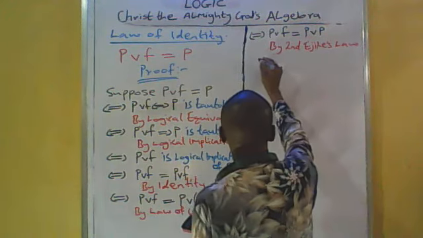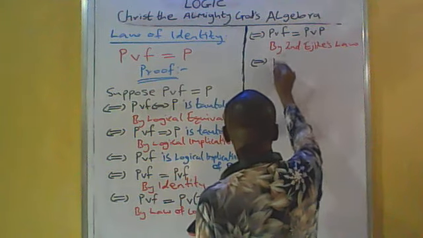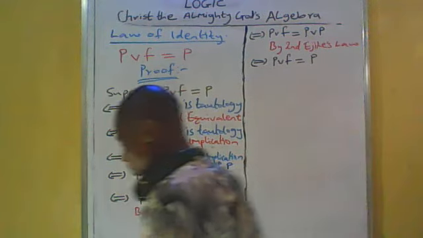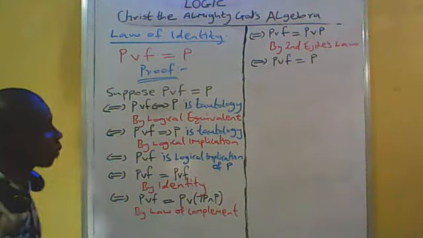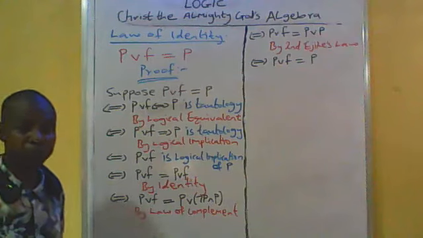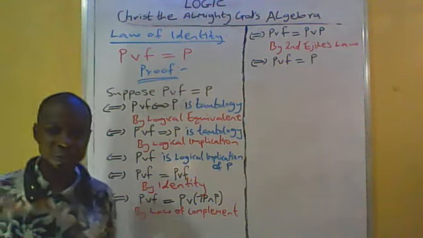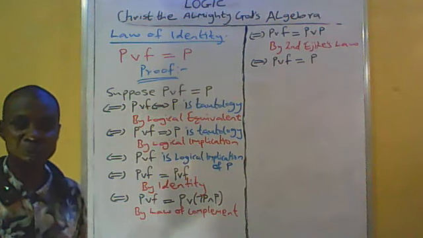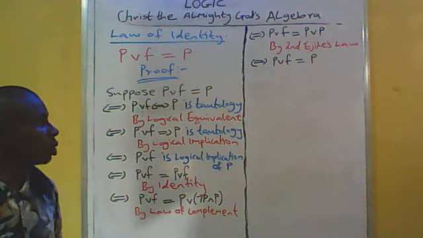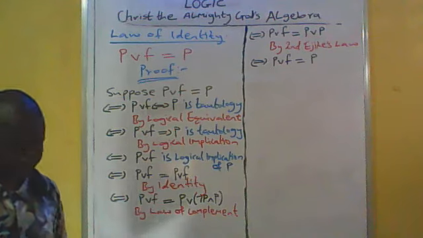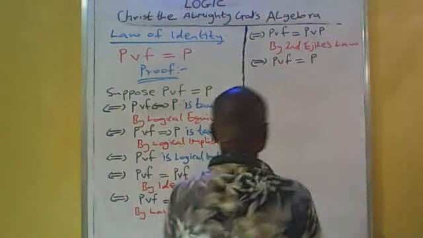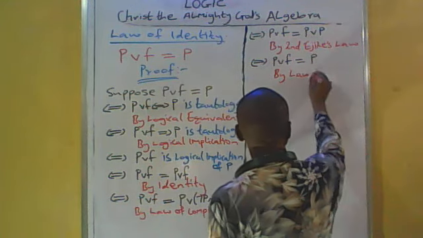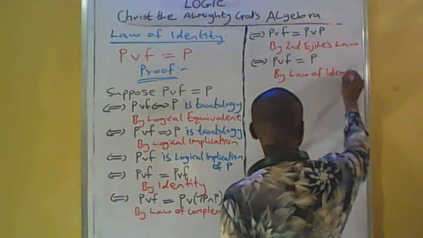If and only if P or F is equal to P. You know that P or P is equal to P by law of idempotent. By law of idempotent, P or P is equal to P. So we substitute P or P with P, being justified by law of idempotent.